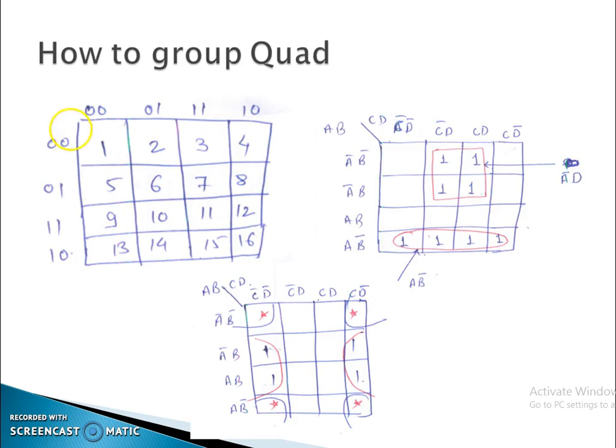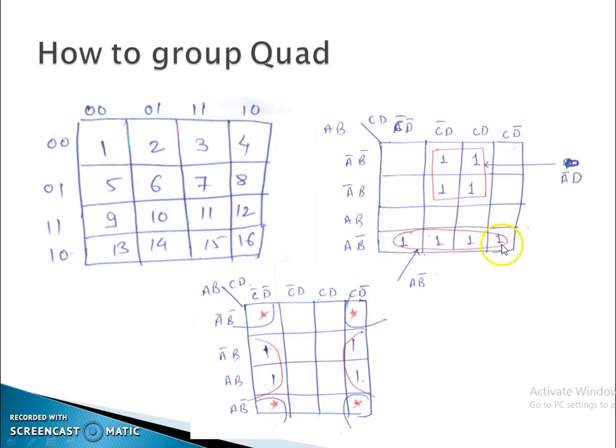Here it is the 4 variables K-map. Now how to group a quad? If this type of ones are adjacent, then it can make a quad. What will be the minimized expression for this quad? Here the variable A complement is common, B is changing from B complement to B, C is changing from C complement to C, and D is as it is. So the minimized expression for this is A complement D.